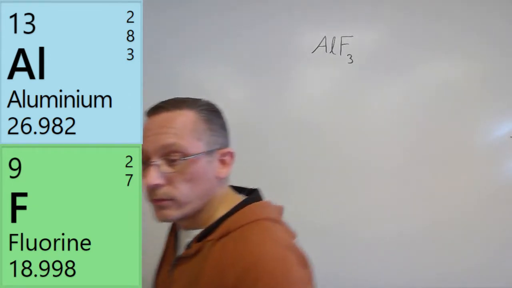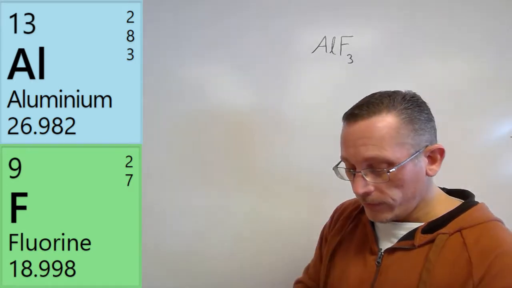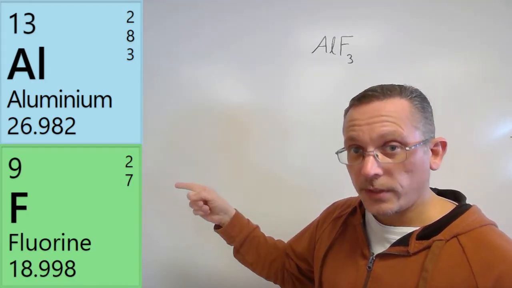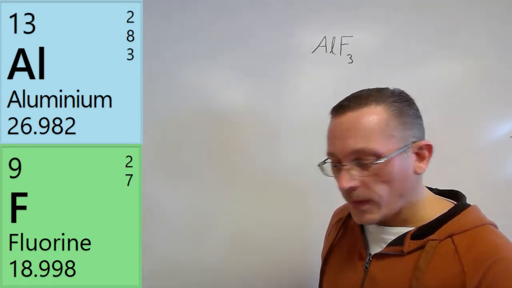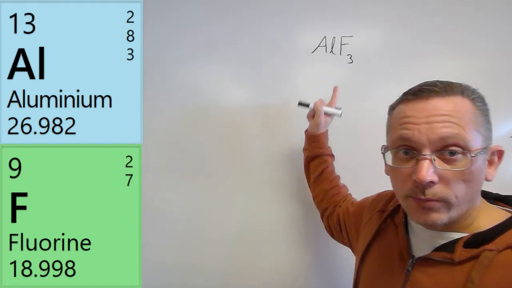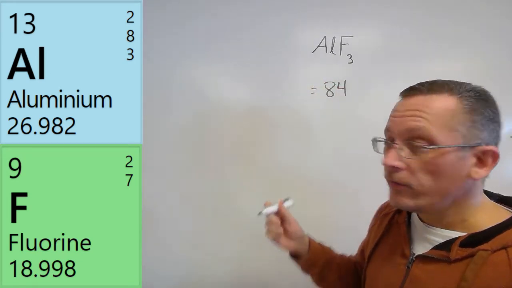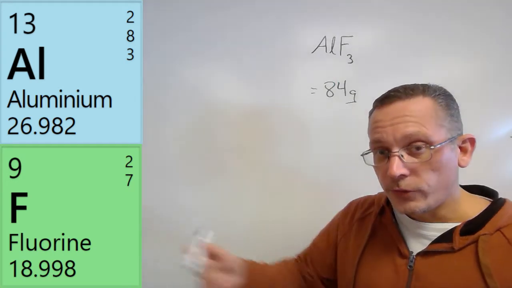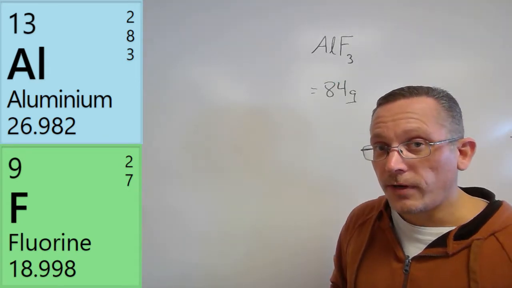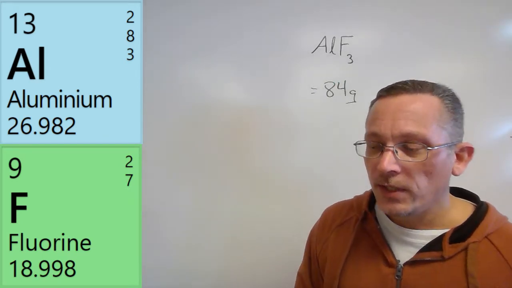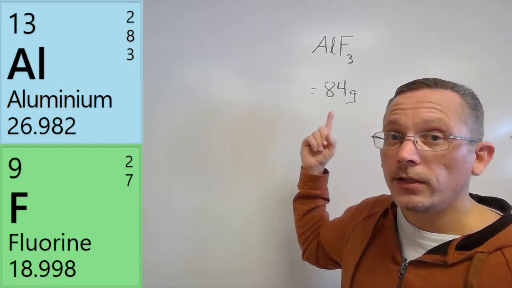So let me grab my calculator. I'm going to do 27 plus 19 plus 19 plus 19, or if you prefer, plus 19 times 3. And I get about 84. So aluminum fluoride would be about 84 grams for each mole. So if I'm trying to do this with aluminum fluoride, then I would put 84 grams in one spot in the fraction and 1 mole in the other spot. And you can do this for any chemical compound. You can just add up their elements to find their molar mass.